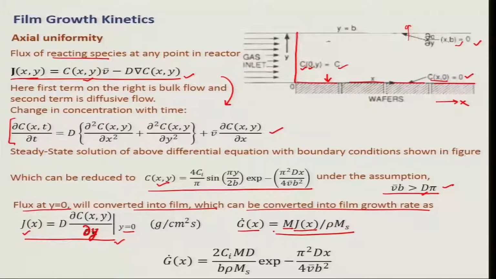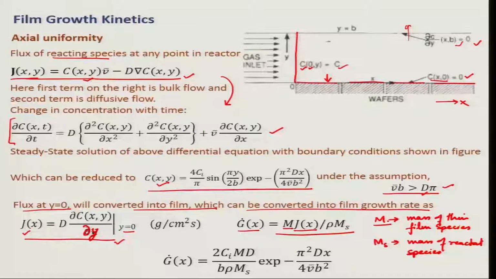M is the mass of the thin film species, and Ms is the mass of the reactant species. So, for example, if we are using silane to deposit silicon, M would be the atomic mass of silicon and Ms would be the molecular mass of silane. And this is the density of the thin film.